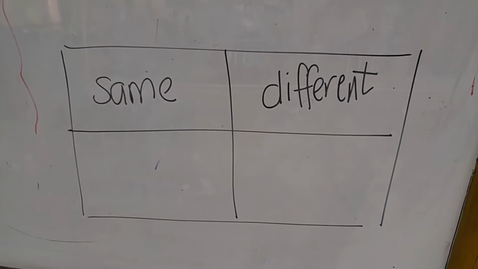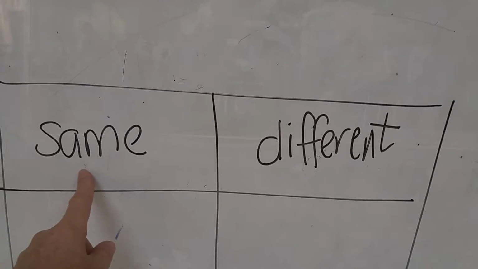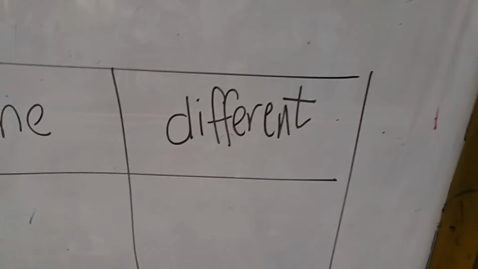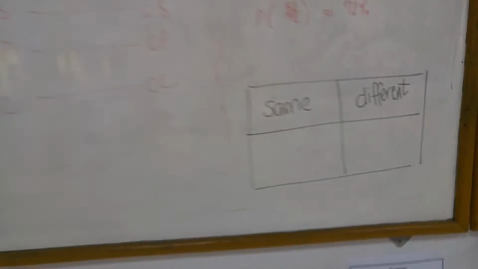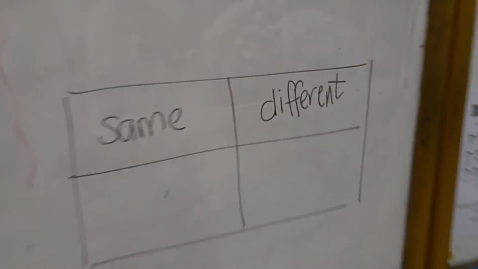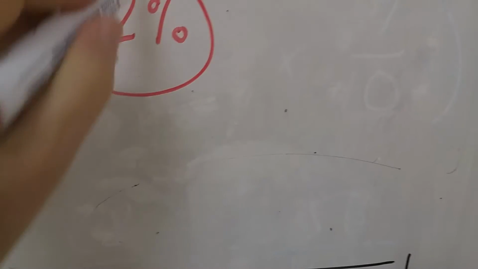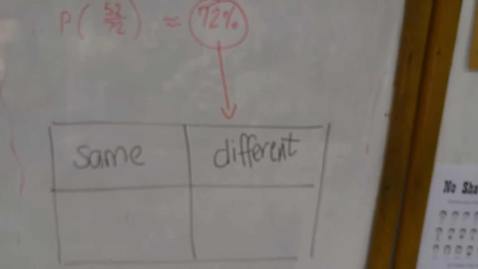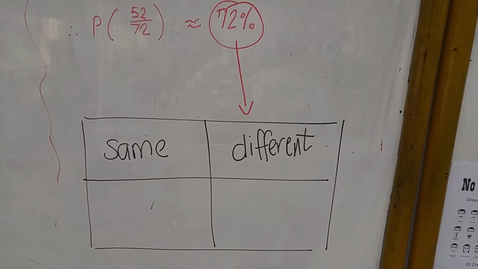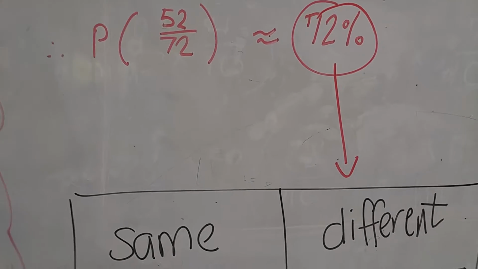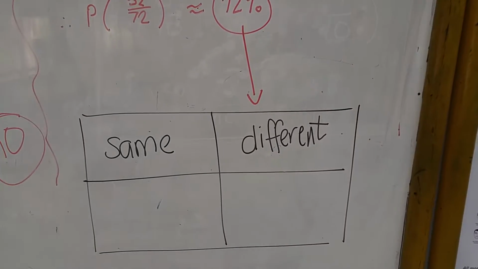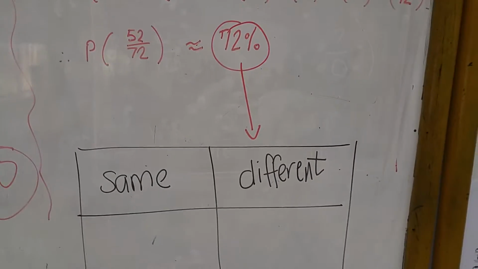So what we need to do now is create a tally chart, and it's going to register how many times the same pizzas were taken out, and how many times different pizzas were taken out. And what we are expecting to see is 72% of the time it should be different. So we're going to try and think of a right sample size. Maybe 10 would be good. So we're going to pull 10 different combinations and mark them in our tally graph to see whether we get a very similar answer to that.